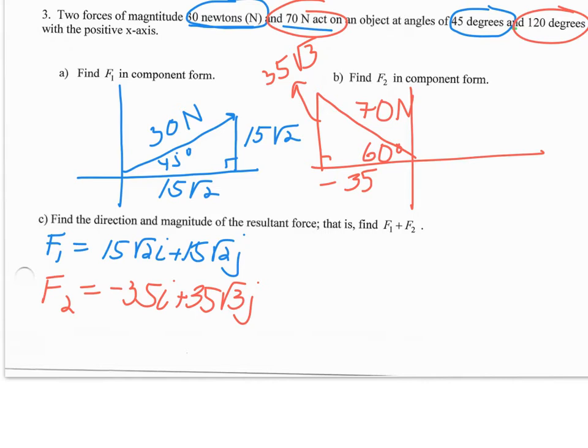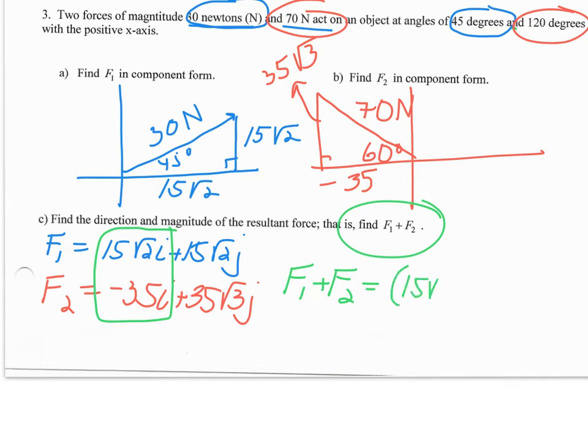And now for part C, I actually want to know what happens when I add them together. So it's as simple as combining like terms. If I want to know F1 plus F2, you're going to combine your horizontals. So here are my horizontals, right? And since they're not really like terms, you have a root 2 and a non-root 2, we're just going to clean it up and write 15 root 2 minus 35. And then we'll just put our i on the outside of that one.